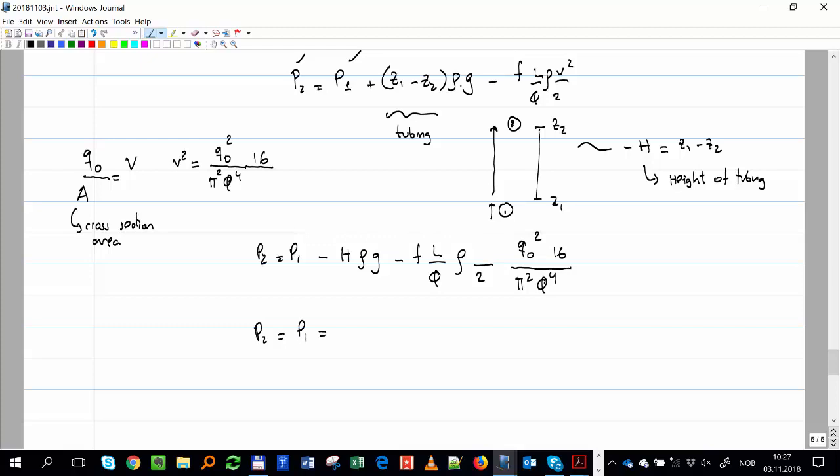So if you see, the pressure at the discharge of the pipe will be equal to the pressure at the inlet of the pipe minus, and here it is very clear to see the contribution, minus the gravity hydrostatic column, right, minus the friction.